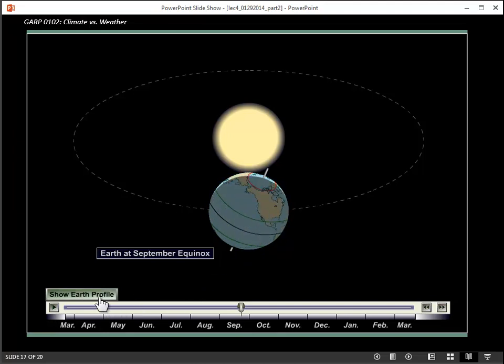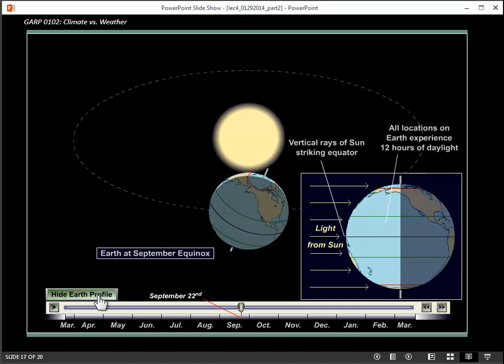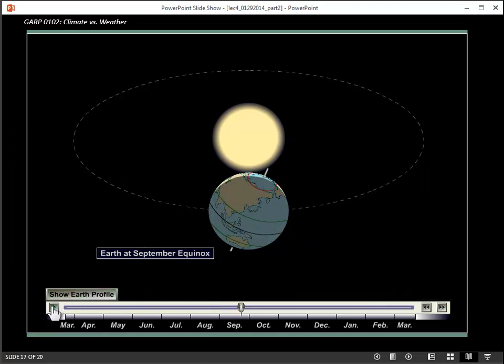Let's look at the Earth in profile. Right? The tilt of the Earth axis is into the screen or out of the screen. There's no tilt relative to the sun. Both hemispheres are equally exposed to sunlight, 12-hour daylight, 12-hour nighttime. Let's hide that profile. Let's fly into the winter.